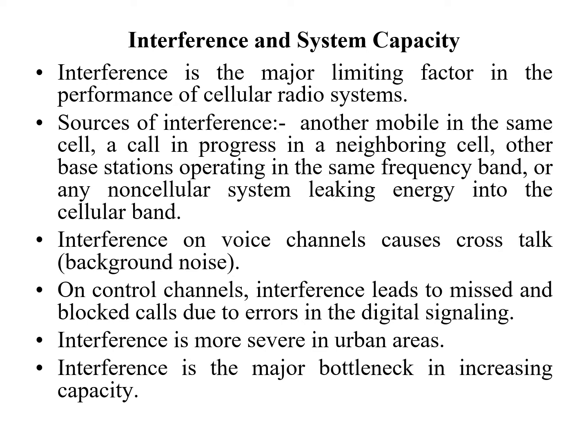Next is interference and system capacity. Interference is the major limiting factor in the performance of cellular radio systems. Sources of interference are another mobile in the same cell, a call in progress in a neighboring cell, other base stations operating in the same frequency band, or any non-cellular system leaking energy into the cellular band. Interference on voice channels causes crosstalk. On control channels, interference leads to missed and blocked calls due to errors in the digital signaling. Interference is more severe in urban areas. Interference is the major bottleneck in increasing the capacity.